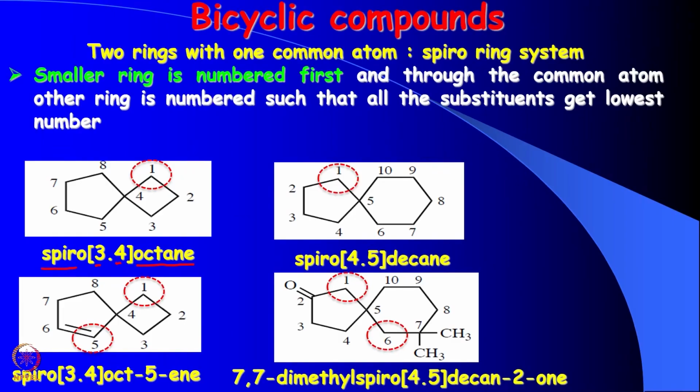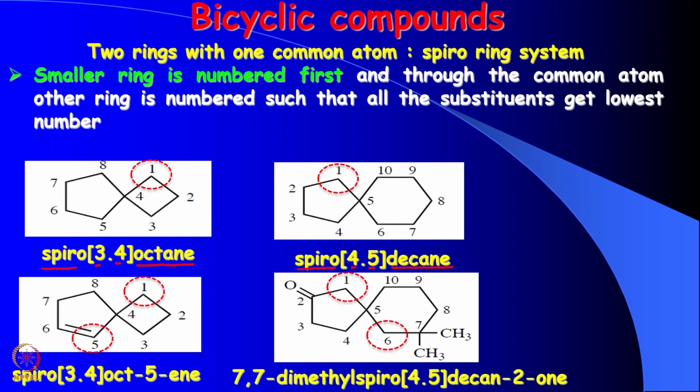The second one that we have is numbered like that: 1, 2, 3, 4, 5, 6, 7, 8, 9 and 10. So, this is a derivative of decane. It is a spiro compound, and on the left hand side ring you have 4 carbon atoms, and the right hand side has 5 carbon atoms. So, let us talk about the fourth example. The third one I am leaving for you to understand yourself. The fourth example I am numbering in this way: 1, 2, 3, 4, 5, 6, 7, 8, 9, 10.